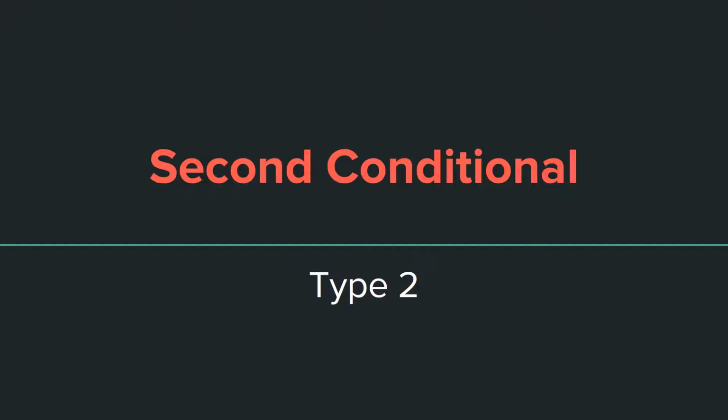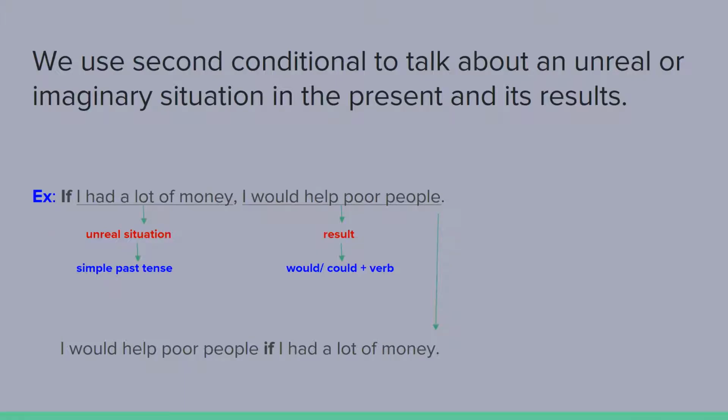The next one is second conditional and it's also called type 2. We use second conditional to talk about an unreal or imaginary situation in the present and its results. If I had a lot of money, I would help poor people. This time, as I've said before, the situation is an unreal situation.